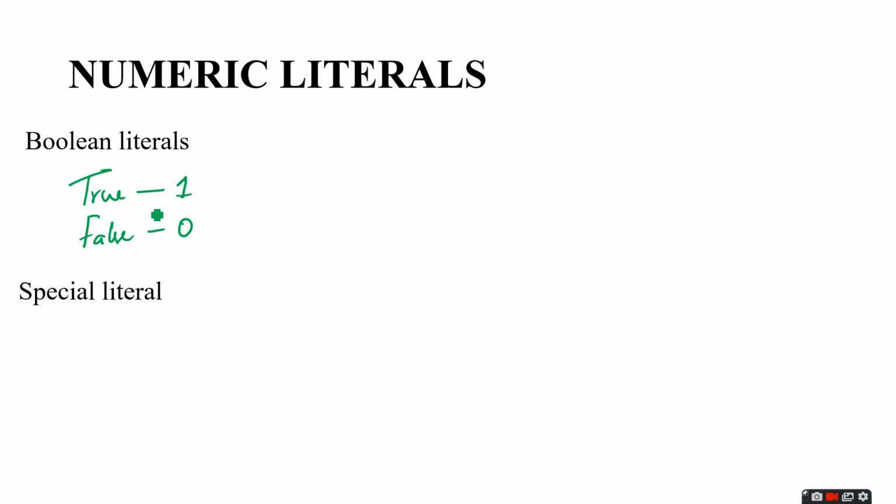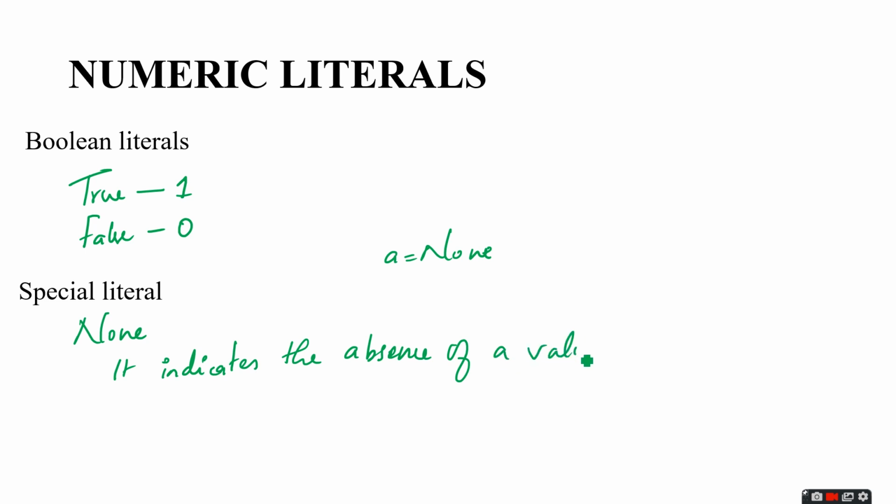Now next is the special literal. Special literal is None. None indicates the absence of a value. For example, I am writing like this, a equal to None. That means a is a variable and it points to a None value. That means there is no value inside that space pointed to by a. None means nothing. It indicates the absence of a value. So this is all about the literals.